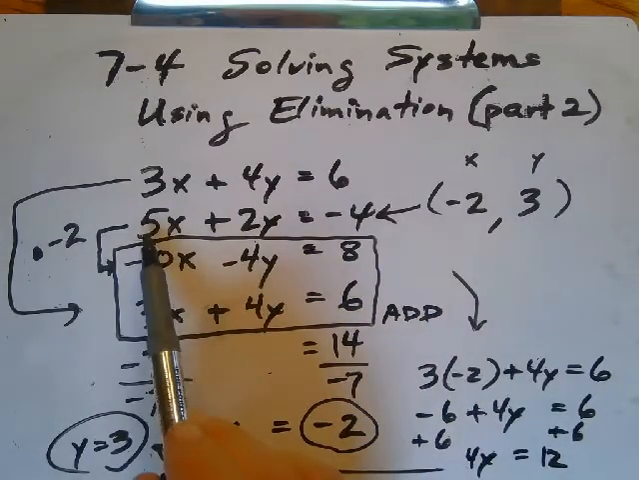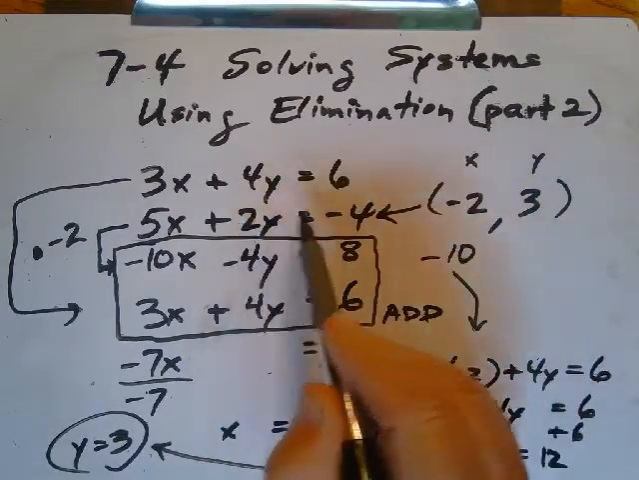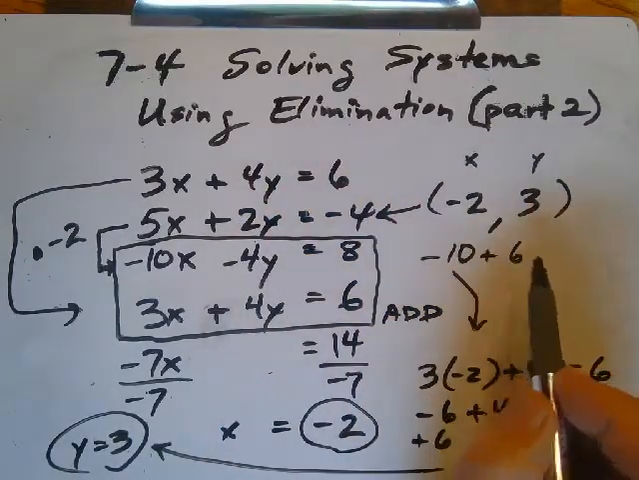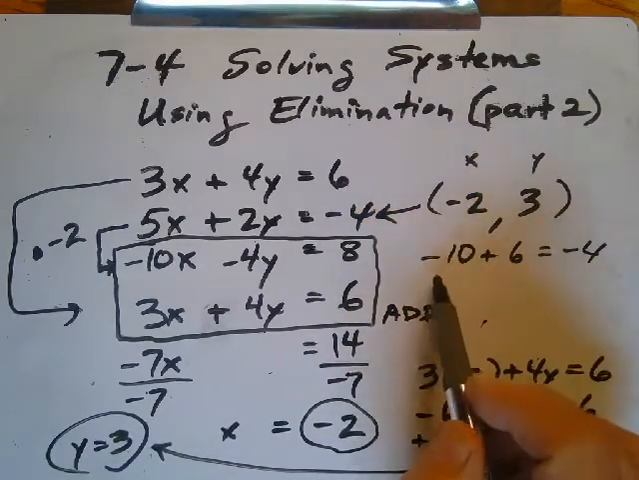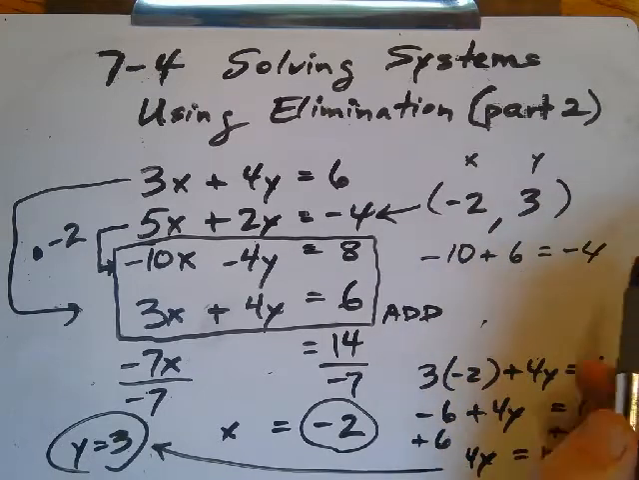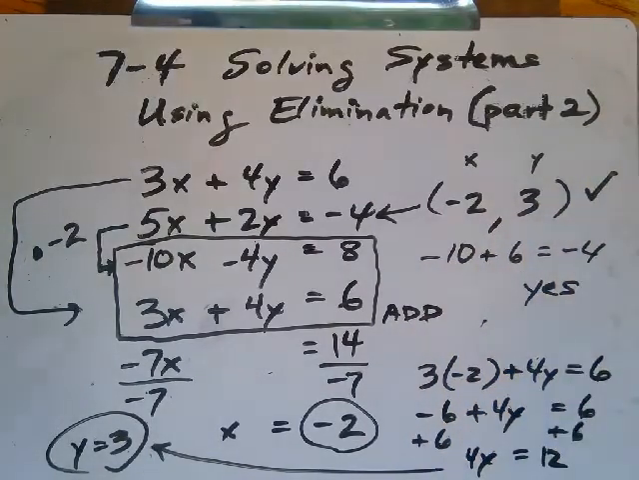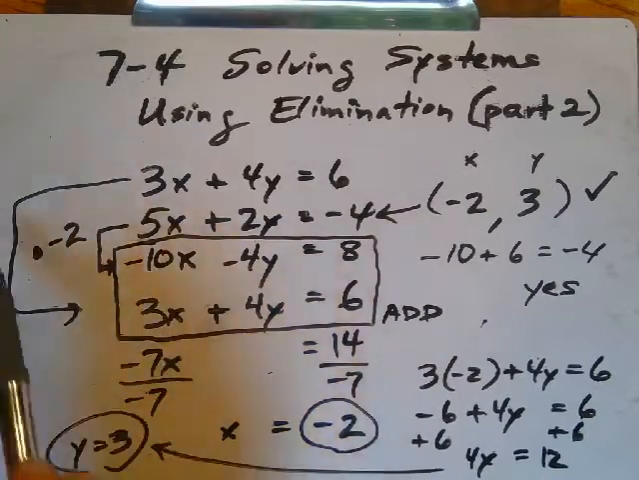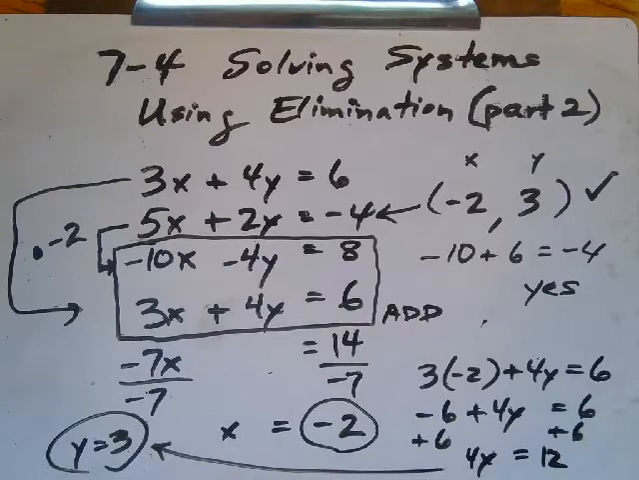So 5 times -2 is a -10. 2 times 3 is 6. Minus equals a -4. Is that true? Is -10 plus 6 equal to a -4? Yes, that works. So that verifies that that is in fact the right ordered pair. Okay? Takes a little more room here because I had to move this second equation down. I wanted them stacked up right above each other so that it was easier to add. Let's take on another one.